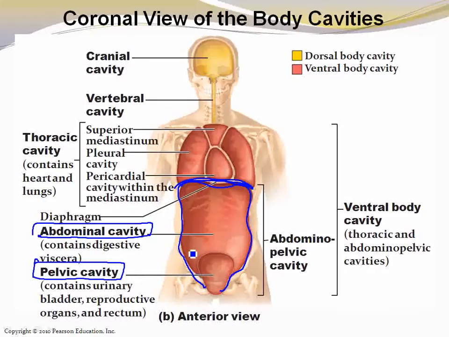If you've looked at a skeleton before, you've probably noticed that the pelvic bones down in here kind of form a bowl type shape around the pelvis. And so the portions of the abdominopelvic cavity that sit down inside that bowl can be described as the pelvic cavity. The pelvic cavity contains your bladder, reproductive organs, the rectum section of the large intestine, etc.